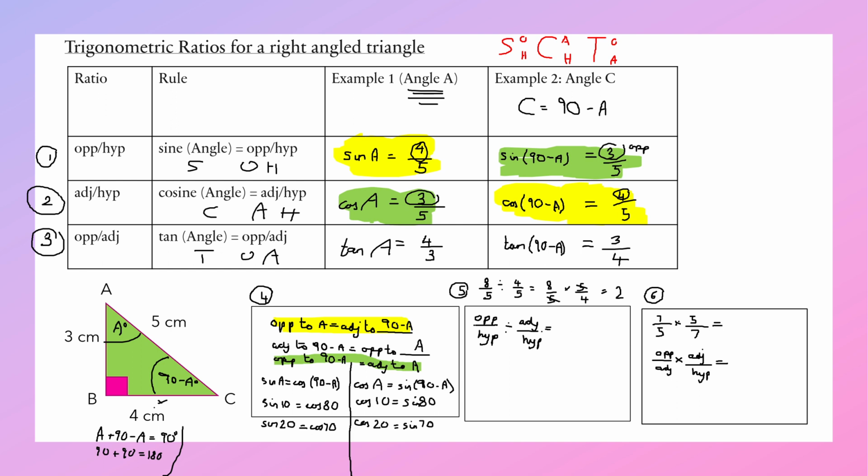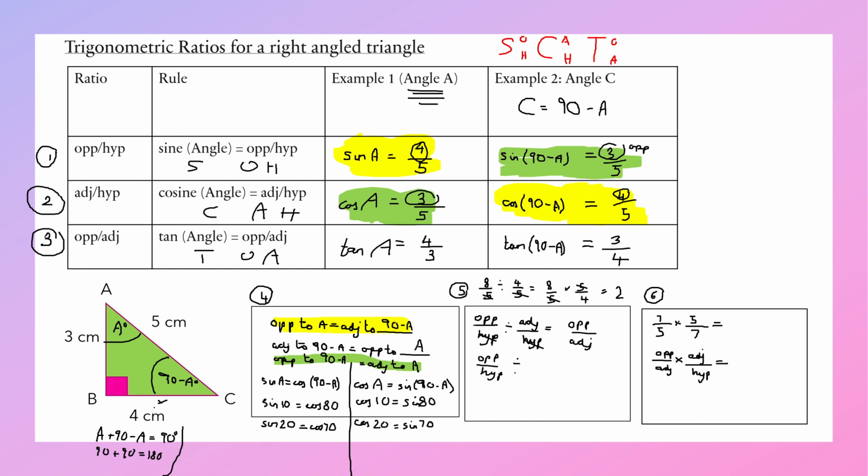But here's a quicker way we could have done all of this. We could have just cancelled out the denominators, and 8/4 gives us 2. In the same way, we can do this. We can cancel out because their denominators are the same. So we get opposite over adjacent. Oh look, opposite over hypotenuse divided by adjacent over hypotenuse equals opposite over adjacent.